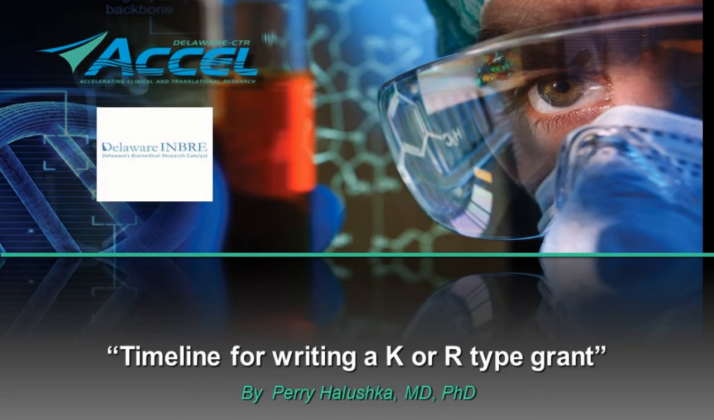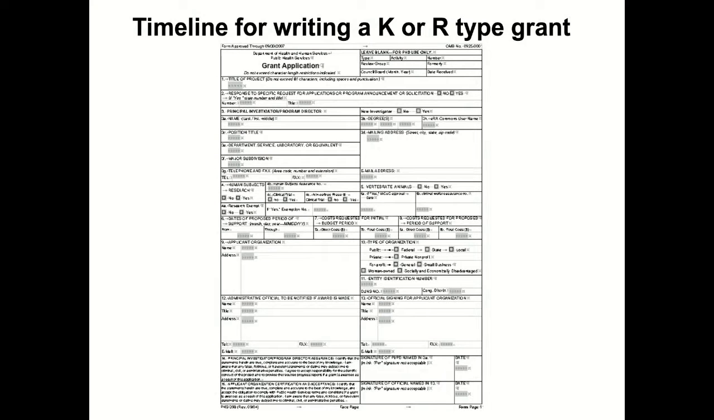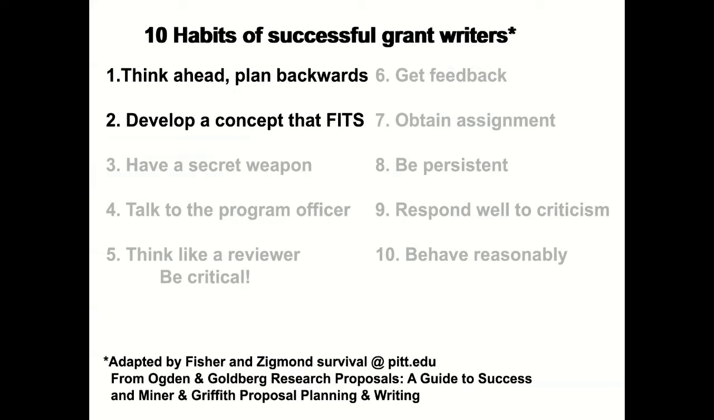This happens to be one of my favorite topics, which is the timeline for writing a K or an R-type grant. And so I'm going to start with 10 habits of successful grant writers. The first is to think ahead and plan backwards, and that is basically what I'll be talking about when we talk about the timeline, and develop a concept that fits.